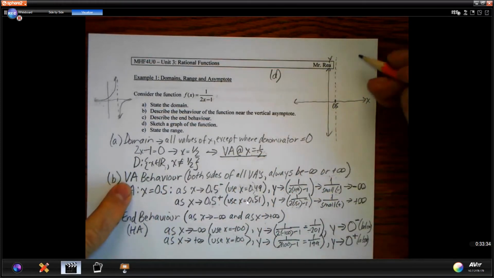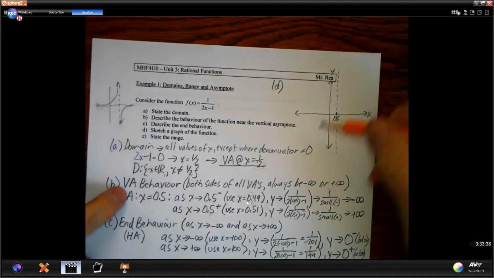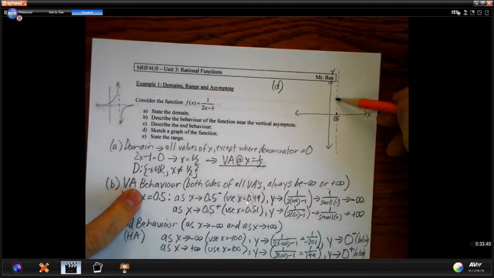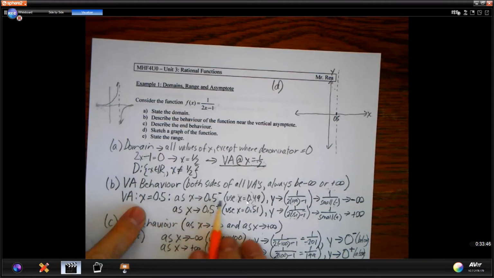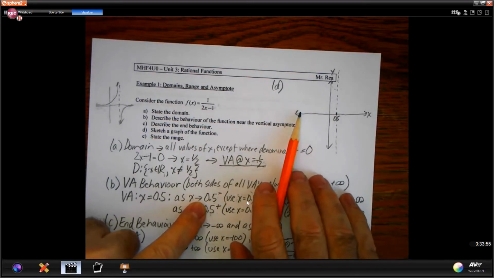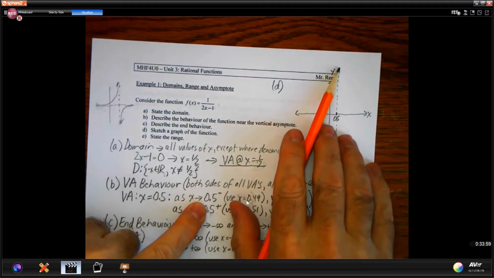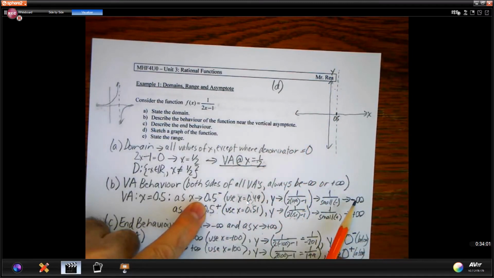And the way we do this, obviously I don't know what the graph looks like, but I'm going to put little indicators on the left side and the right side of my vertical asymptote. So if I go back here, if x is approaching from the left side of 0.5, y is approaching negative infinity. So that tells me, as I'm coming from the left side, it's either going to veer off to positive infinity or negative infinity. Well, in this case, it goes to negative.